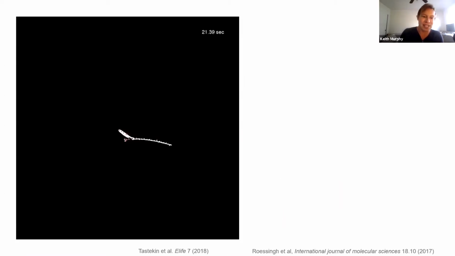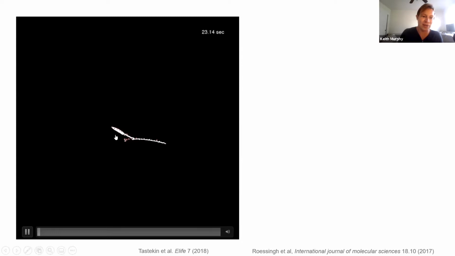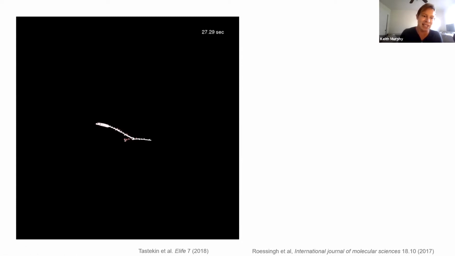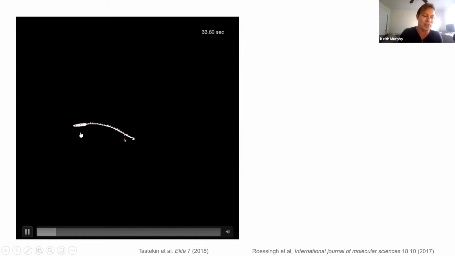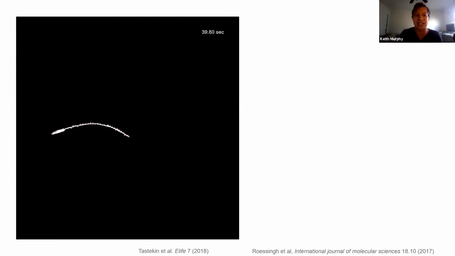Here's a video of a Drosophila larva crawling around in space, just to give you an idea of the simplicity of the assay. All this group, Testecin and all, are doing is thresholding an image and tracking the position of this animal's nose over time. And then you can say things like, did the animal turn? Did the animal cross an ultrasound field? And so on and so forth.